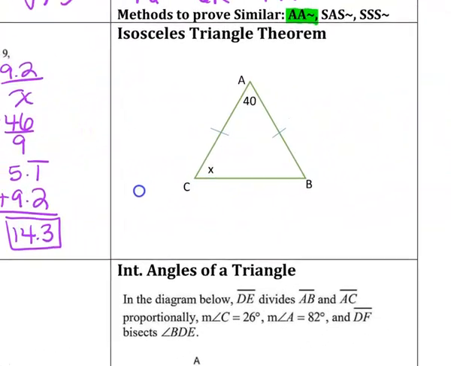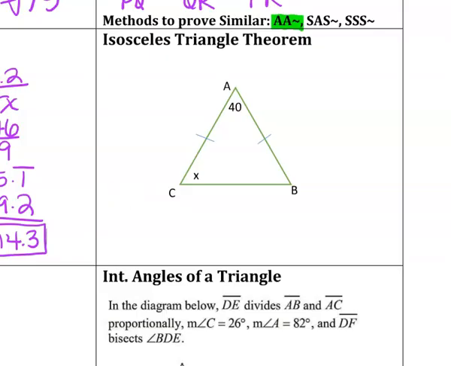All right, coming on over to our isosceles triangle theorem. What this says is if we have two sides of a triangle congruent, that means the angles opposite will also be congruent. From there, we know the sum of the interior angles of a triangle is 180. So I can say 2x plus 40 equals 180.